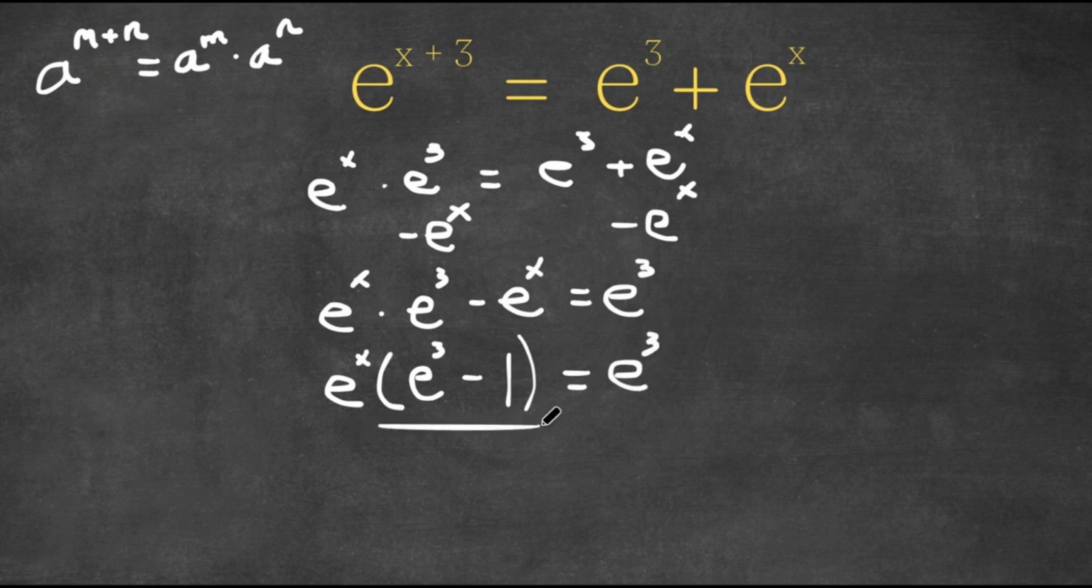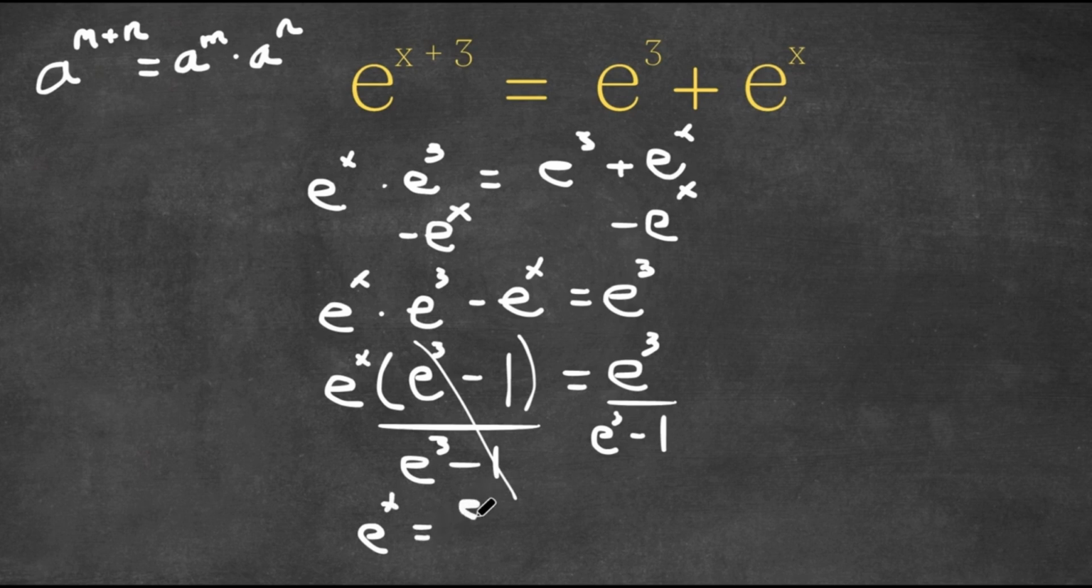Now I'm going to divide by e to the power of 3 minus 1 on both sides. These two cancel out, and we get e to the power of x is equal to e to the power of 3 over e to the power of 3 minus 1.